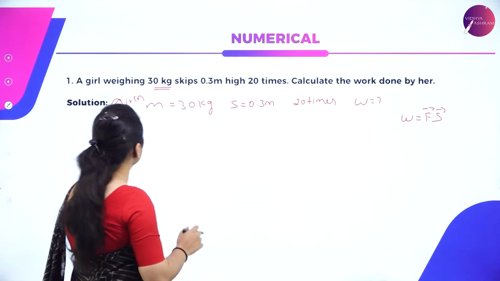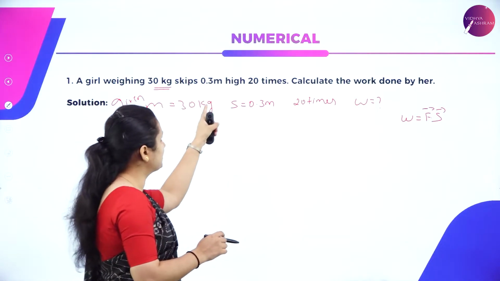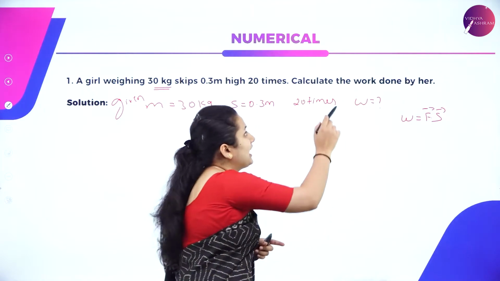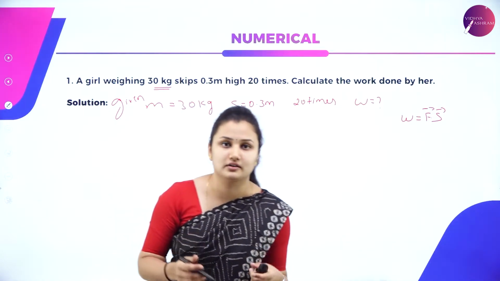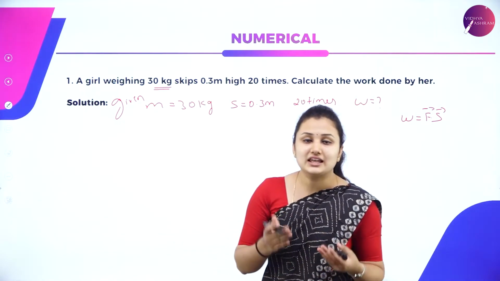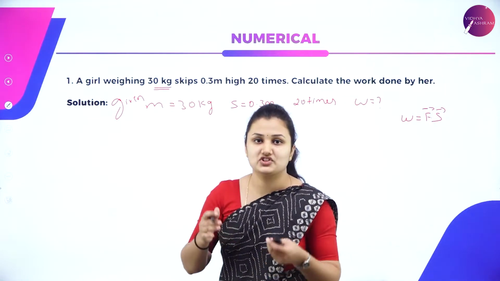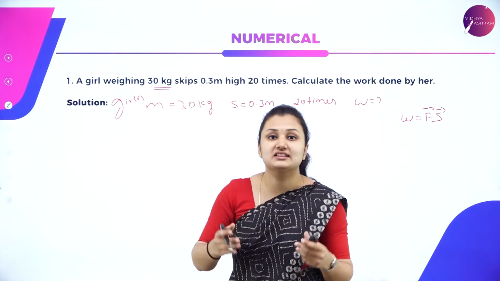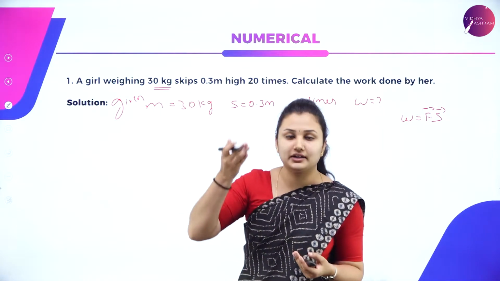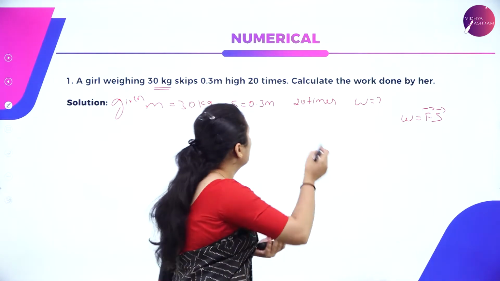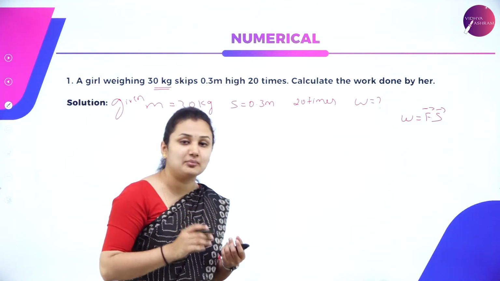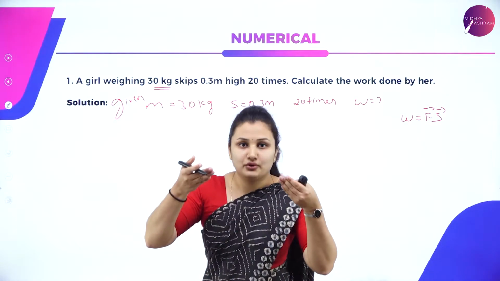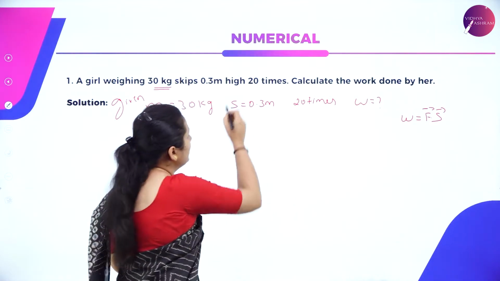So what I'll do, a girl weighing 30 kg skips 0.3 meter high 20 times. Calculate the work done by her. So a girl skips once. When a girl skips once, she's standing on the floor. When she skips once, she lifts herself vertically up by the height 0.3 meter.